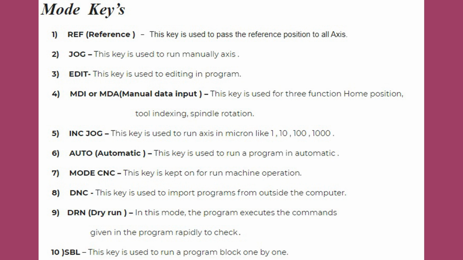Number 17. Feed on/off key. This key is used to turn on or off the feed rate. Number 18. Tool declamp key. This key is used to remove the tool in the turret.